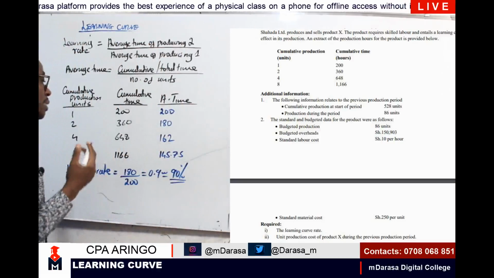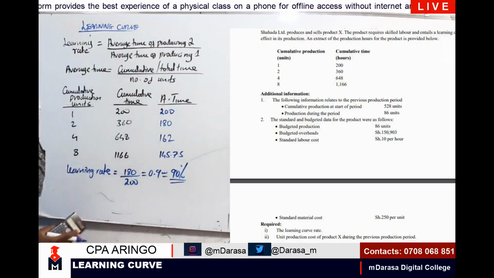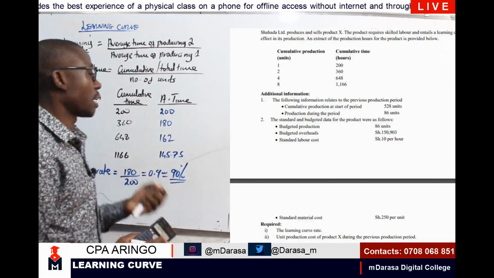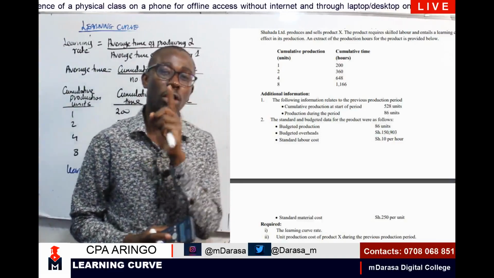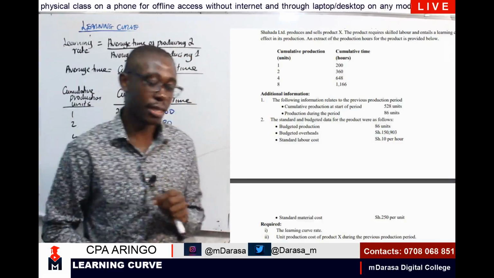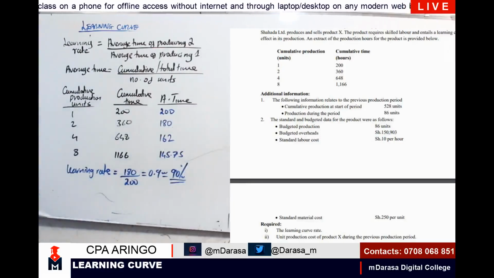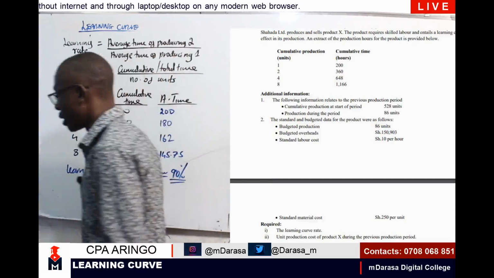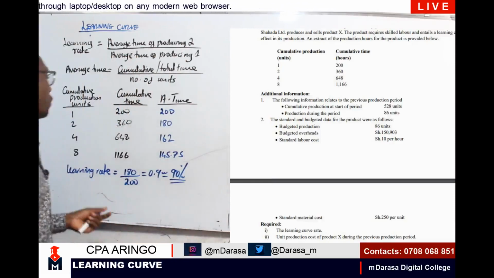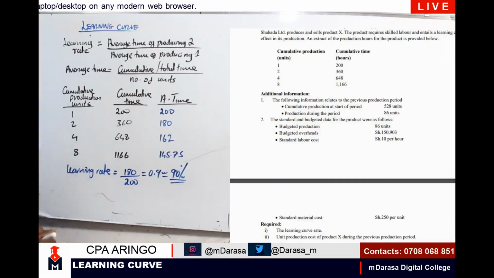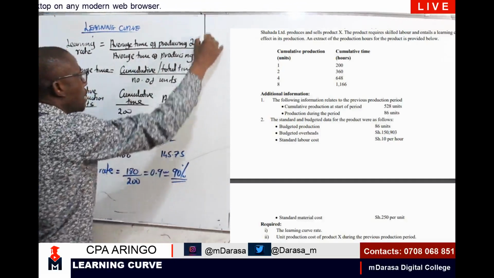And that is what the examiner had asked us to do on the first scenario, for us to determine our learning rate. And that is how we are supposed to work out the learning rate. I believe that all of us have been able to understand the whole concept up to that point, the determination of our learning rate.